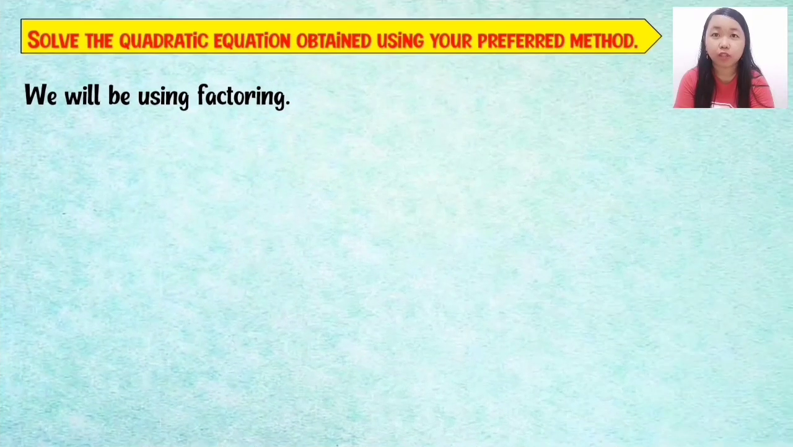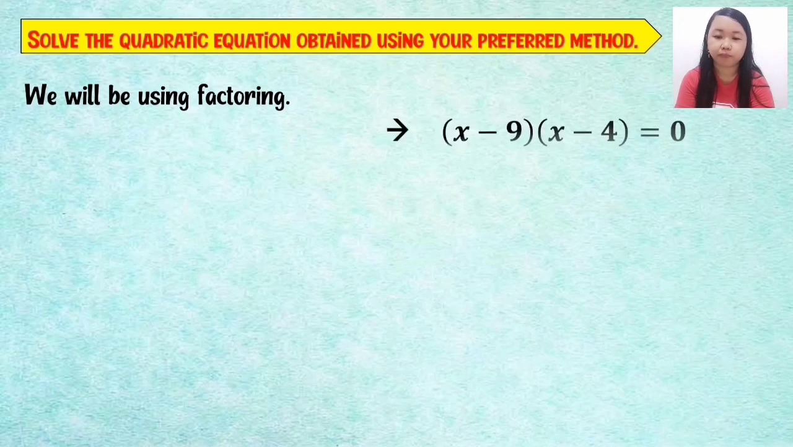After that, we could now solve for the value of x. We will be using factoring. You could use completing the square or quadratic formula. So when we factor, x squared minus 13x plus 36 will become the quantity of x minus 9 multiplied by the quantity of x minus 4.